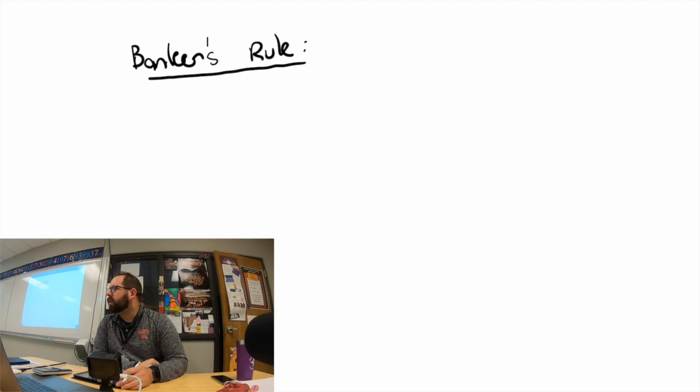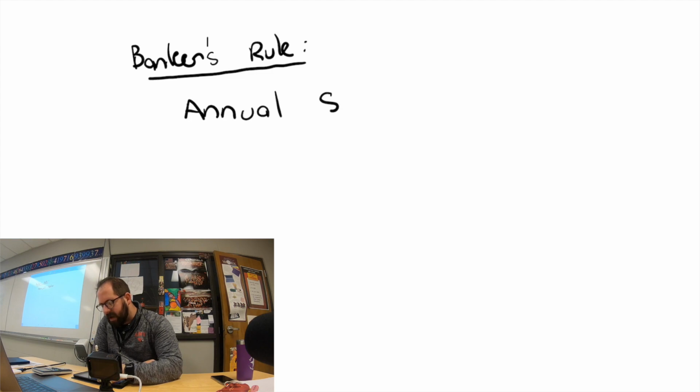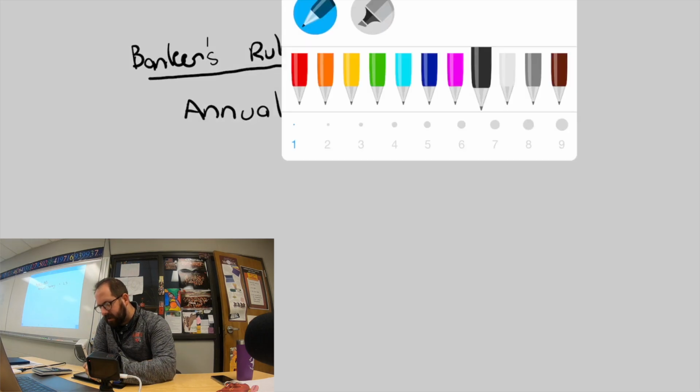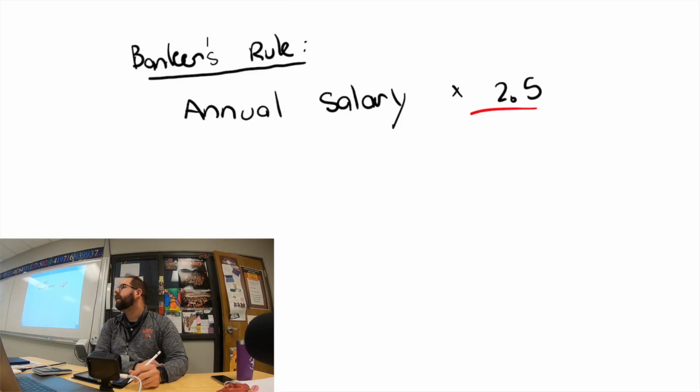The banker's rule is whatever your yearly salary is. So you take your annual salary, what you make per year, your wages, and you take it times 2.5. This is the banker's rule. It's this weird number that they've made up. That is the maximum that they'll allow you to take out for a mortgage for a home.